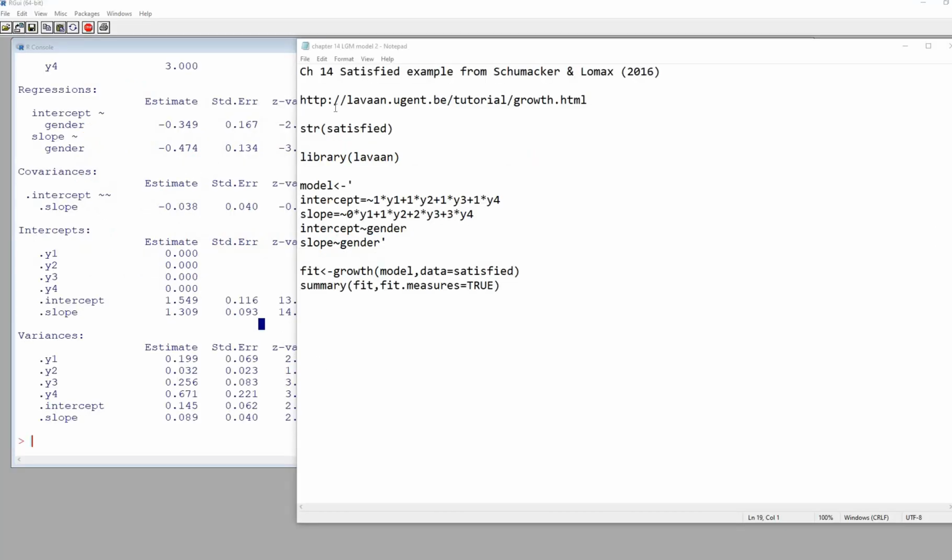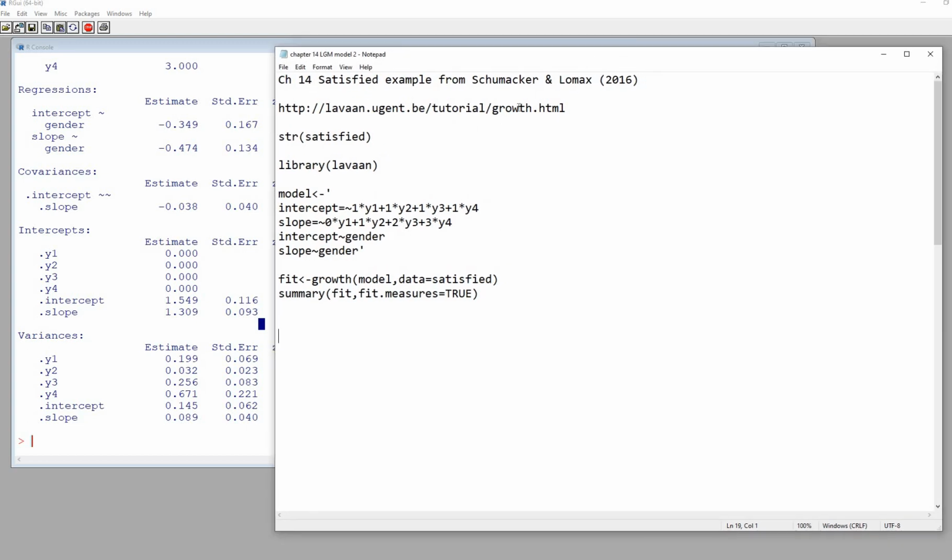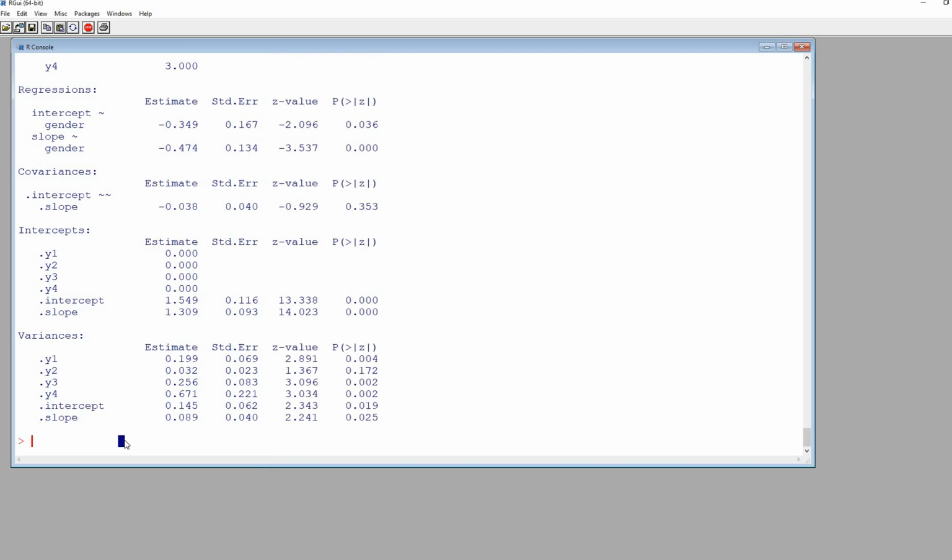So I've got R opened up, and let me just note, here's the text file right here that I'm working from. I do want to mention that if you go to this link right here, there's a little tutorial on latent growth models using the lavaan package. And you'll notice that right here, this is just asking to take a quick look at the structure of the data. So str is for structure, and let's just take a look at it.